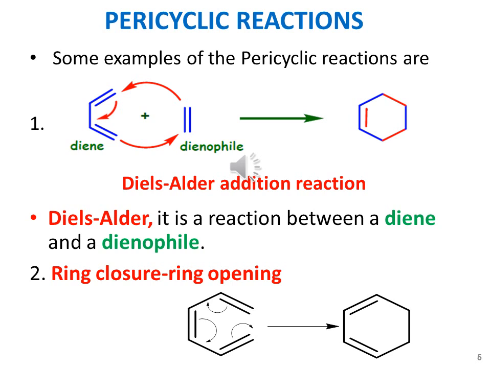The second example is an example of a ring closure, ring opening type of pericyclic reaction. Here you may see that a cyclohexadiene is formed from a triene. This cyclohexadiene may also be decomposed into a hexatriene. That is why it is termed a ring closure, ring opening reaction.